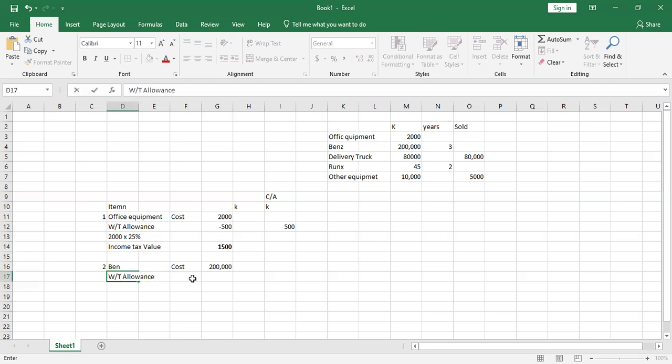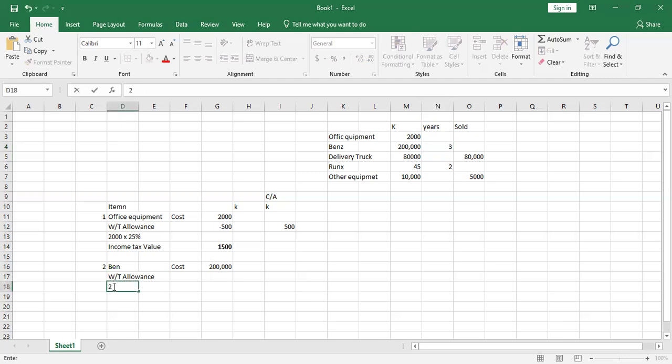Yeah. So now this Benz, we bought it for 200,000 kwacha. This 200,000 kwacha is the cost 3 years ago. So it means in the past 3 years, how many capital allowances have we had? We've had 3. You understand? There's the first capital allowance in the first year, the second capital allowance in the second year, then there's the third capital allowance in the third year. All right? So now we need to calculate the capital allowance.